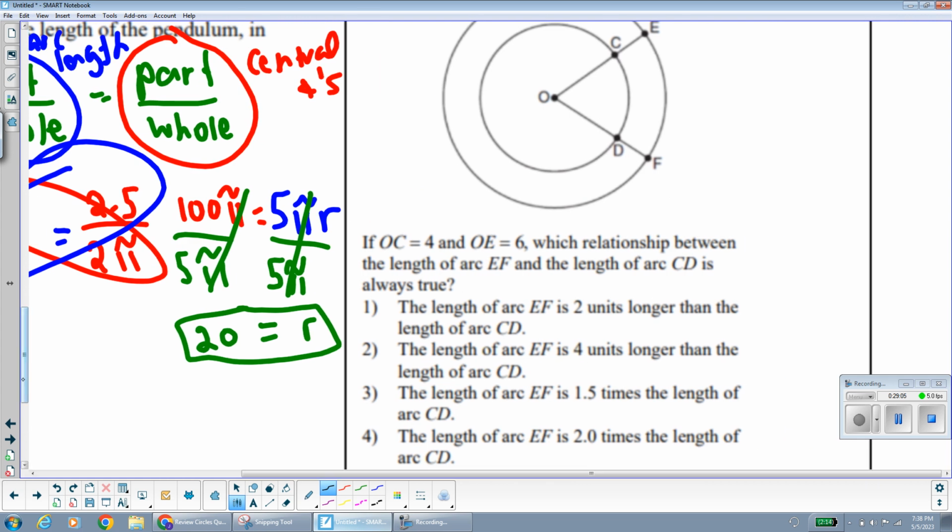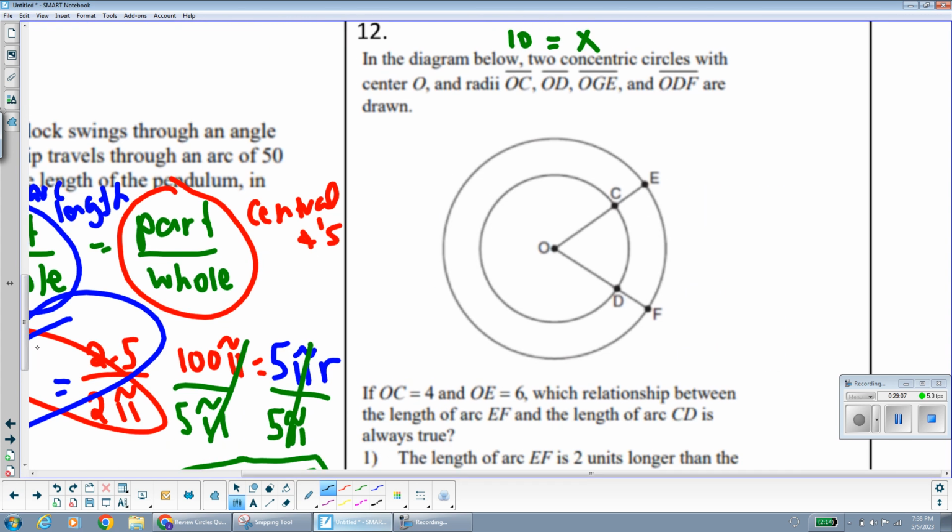Okay, moving over here. We have two concentric circles with center O, and we have radii OC, OD, OE, and OF drawn.